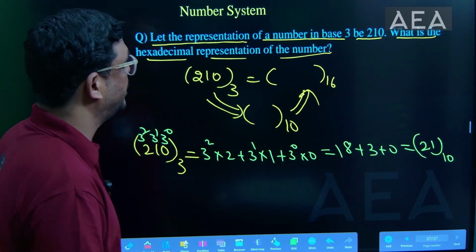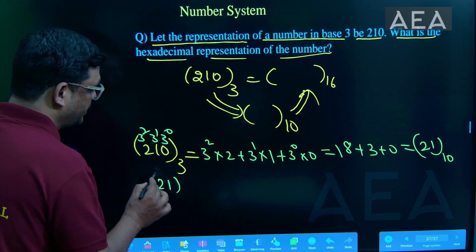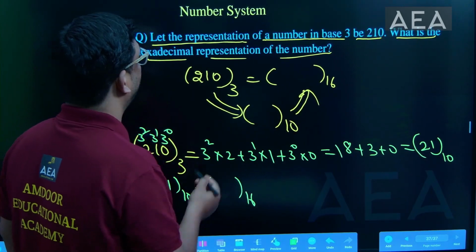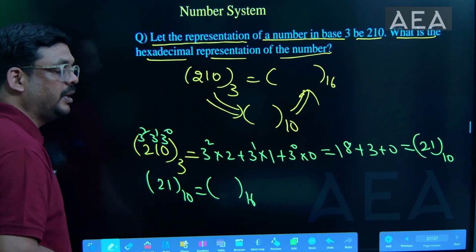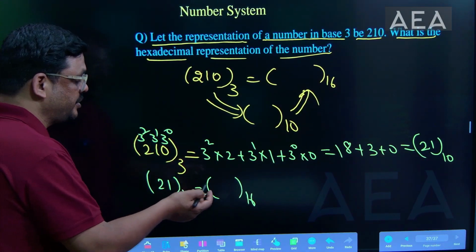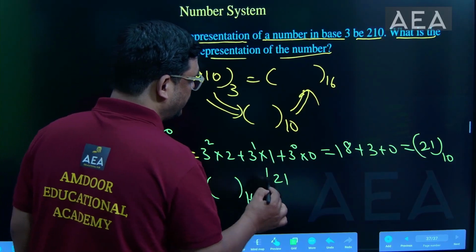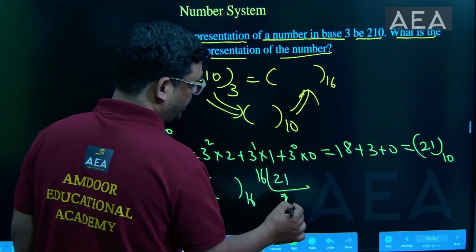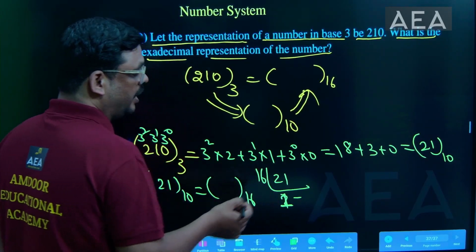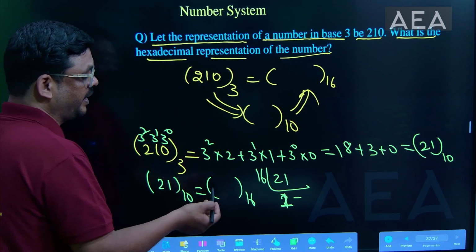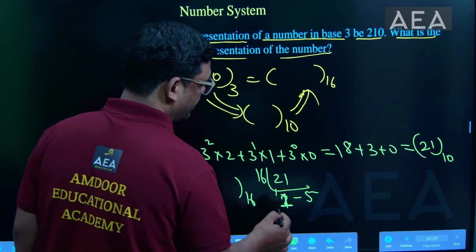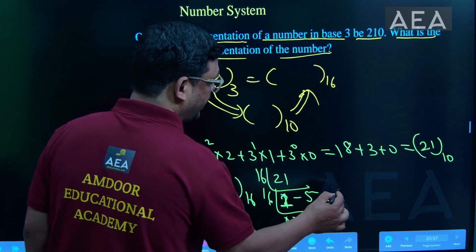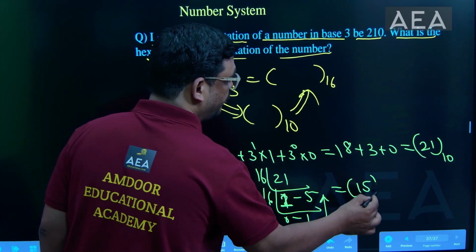Then write the equivalent hexadecimal number. 21 is a decimal number, and we convert it into hexadecimal. To convert decimal to hexadecimal, divide the given number by the base 16. 16 ones are 16, and 21 minus 16 is 5. Write the remainder here. Again 16 zeros are 0 and the remainder is 1. Then the equivalent number is 15.